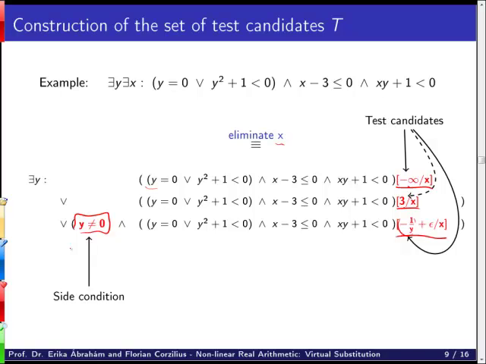So we have indeed a formula which just contains y. And then we go on with y, and then we get just constraints having no variables inside, and we can decide whether it is satisfiable or not.